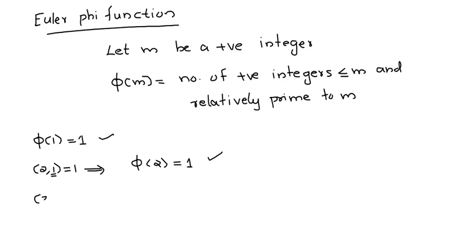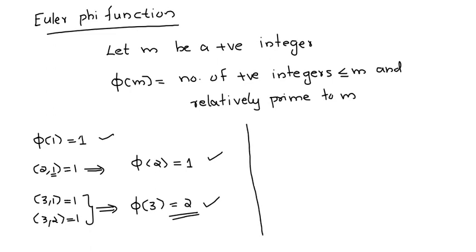Now GCD of 3 and 1 is 1. GCD of 3 and 2 is 1. So 1 and 3 are relatively prime, 2 and 3 are relatively prime. Therefore, the number of positive integers less than or equal to 3 and relatively prime to 3 is 2, namely 1 and 2. So phi of 3 is 2.